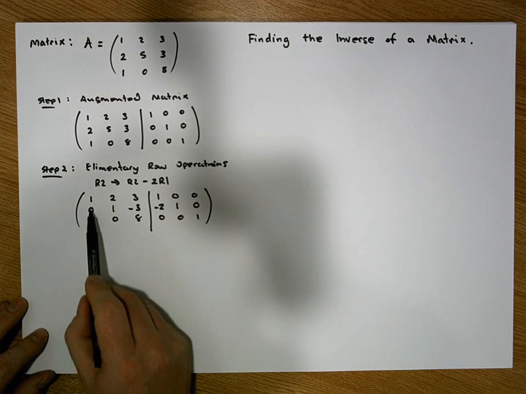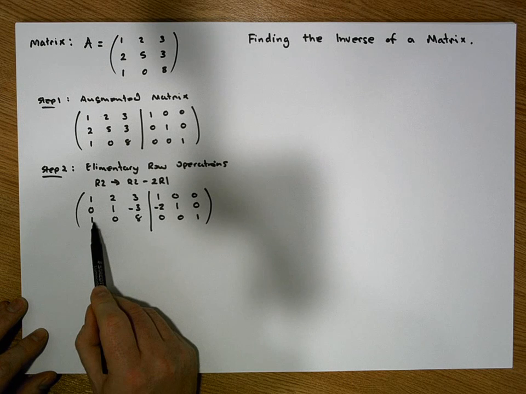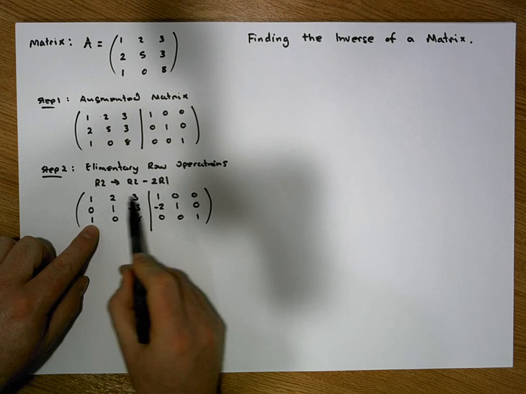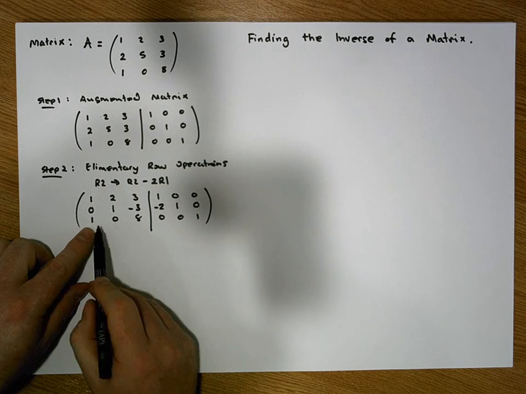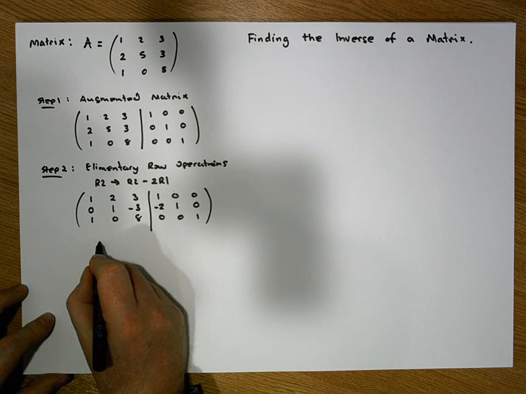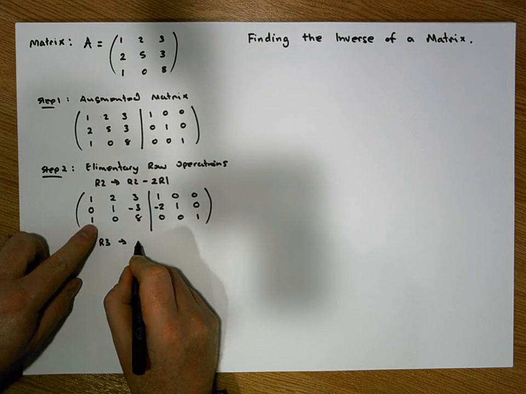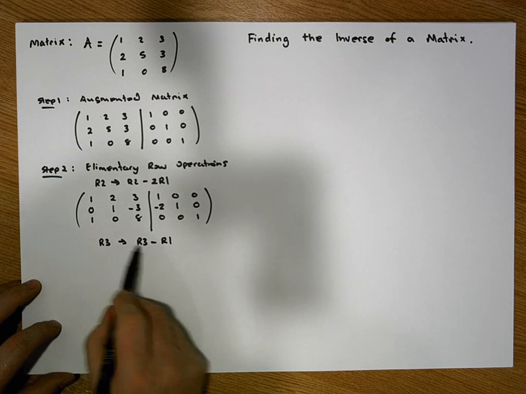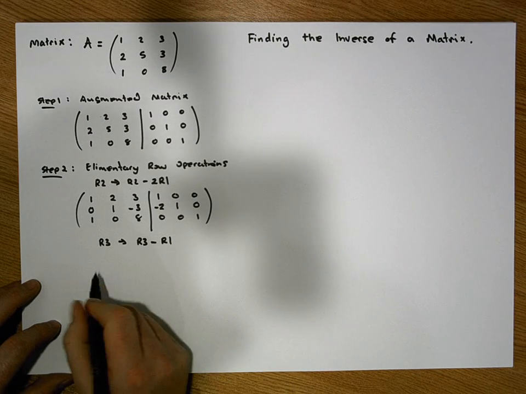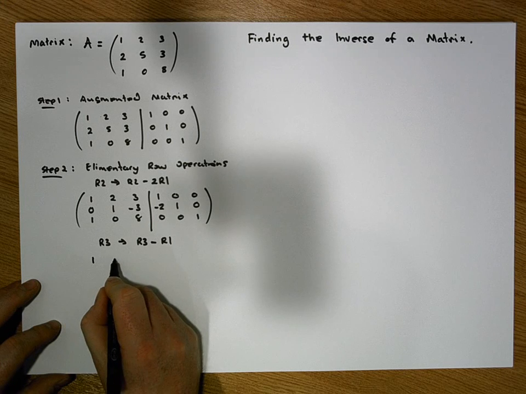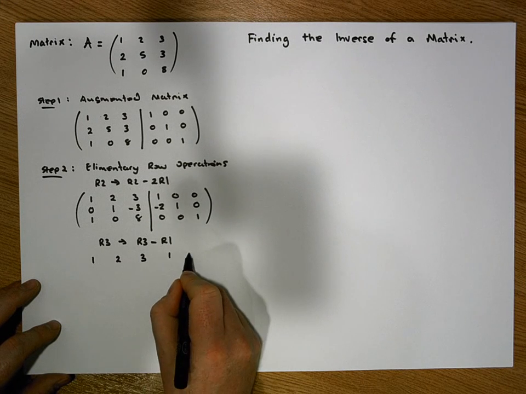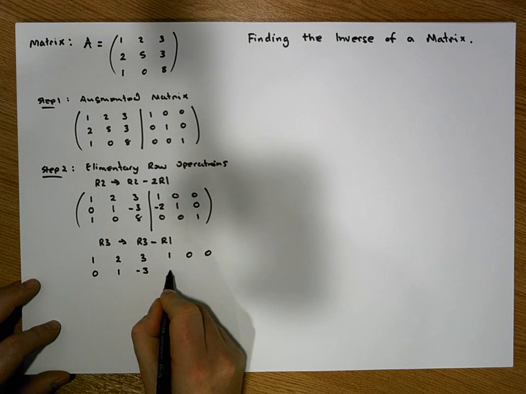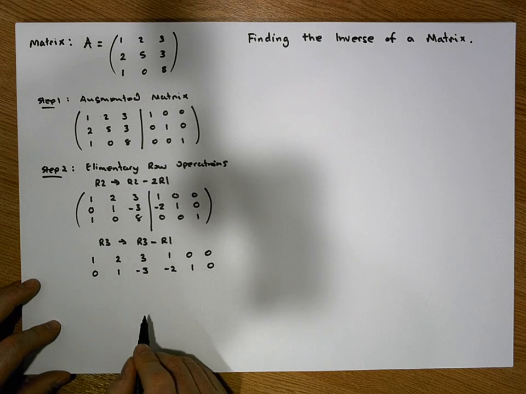And now what we'd like to do is to reduce the first entry on the third row to be a 0. What we could do here is say, if we subtract a multiple of row 1 from row 3, that will help us along the way. So the operation is going to be row 3 becomes the old value of row 3 simply minus row 1. The only row that we're operating on is row 3. So let's just put down row 1 and row 2. So 1, 2, 3, 1, 0, 0, as these don't change, 0, 1, minus 3, minus 2, 1, 0.